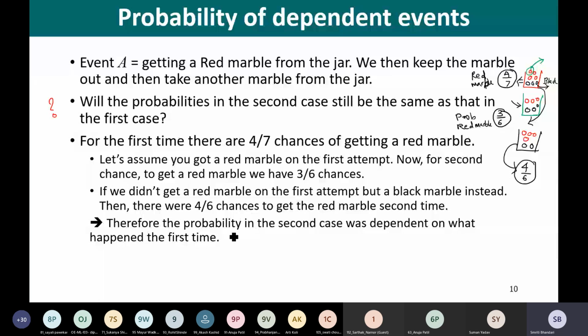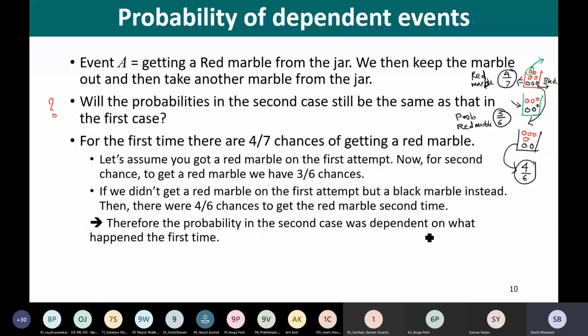What is the inference? Here the inference is that the probability in the second case was dependent on what happened the first time. So if in the first attempt we get a red marble, then the probability is 3 by 6 to get a red marble in the second attempt. If in the first attempt we have got a black marble, then the probability that in the second attempt we are getting a red marble becomes 4 by 6.